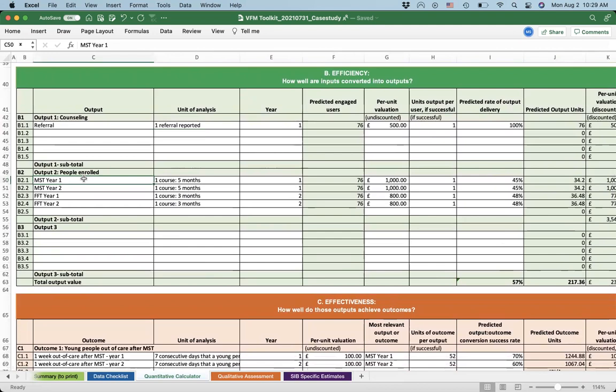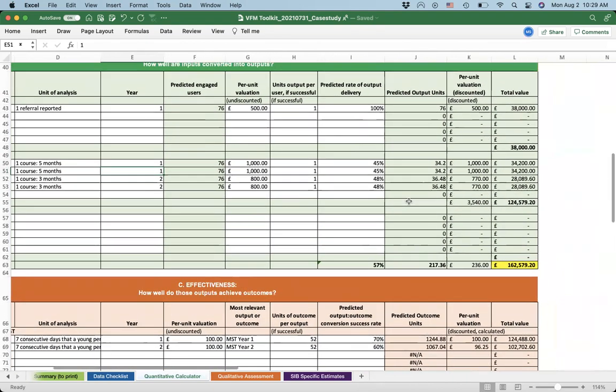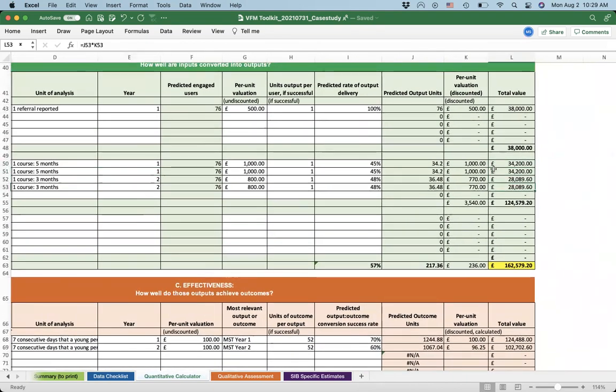Maybe there's a different output, which is people enrolled in counseling in this case, because it's a mental health counseling program. So maybe you have 2 different kinds of counseling. One's called MST, one's called FFT. You can actually put in a different input for each year so that it will give you the net present value of the output valuation.